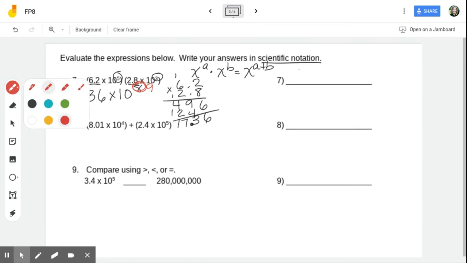All right. I know this is confusing. It's okay. So we got 1.736 times 10 to the 9th. Okay, that's in scientific notation.